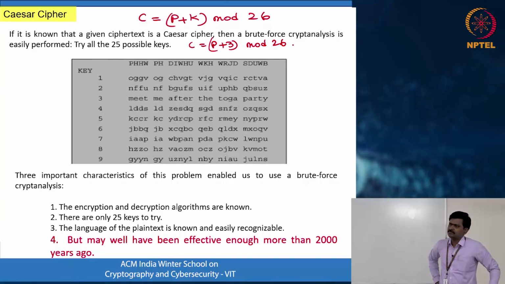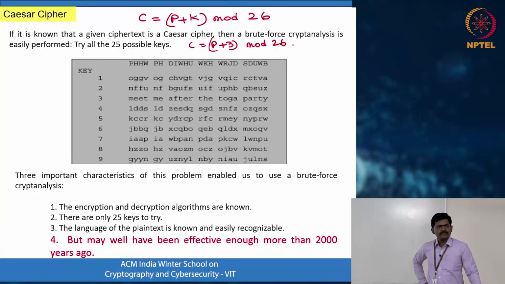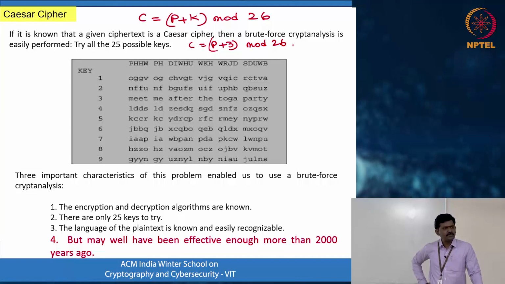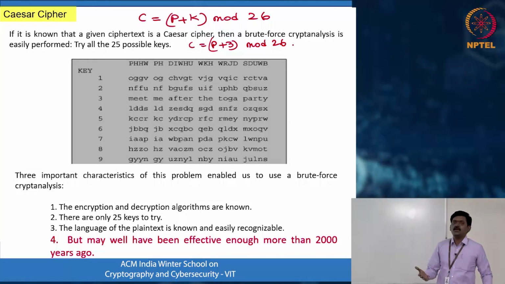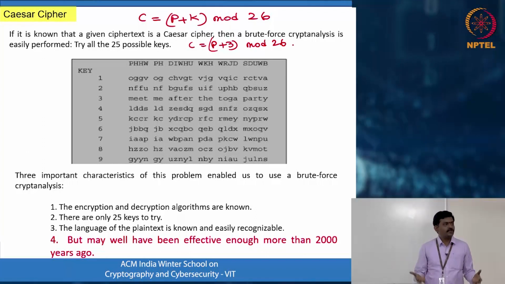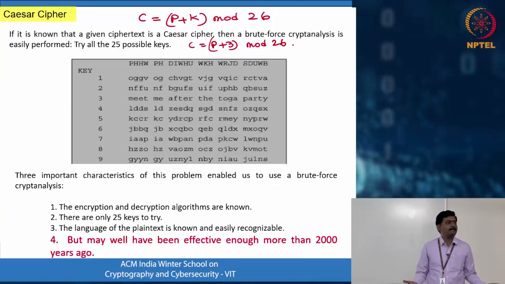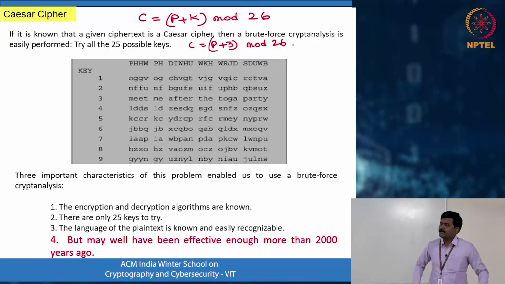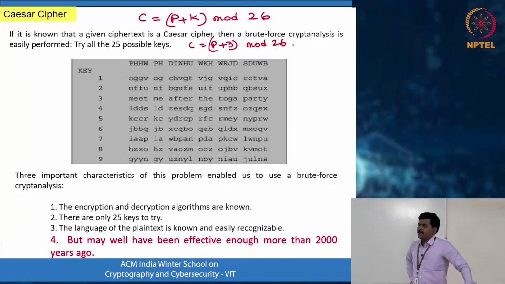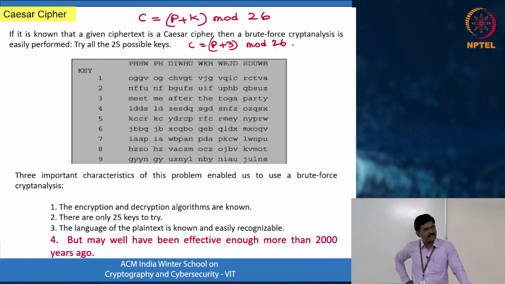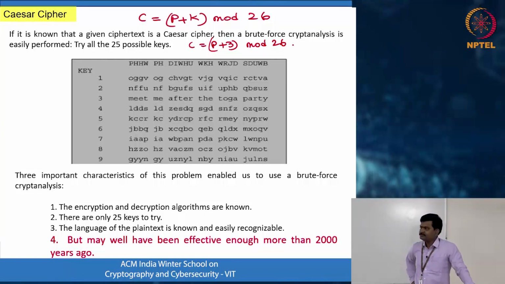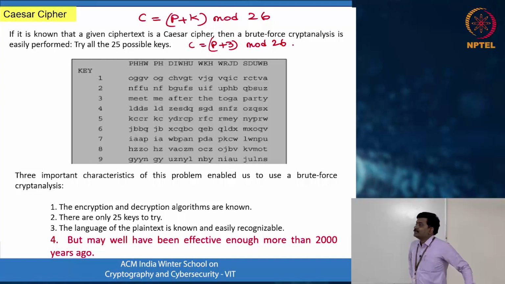So, tell me, for an algorithm to become robust and secure, whether it should have more key space or less key space? More key space. That is the reason why people will say that, look, we are adopting a 1024-bit key. Then tell me, if my key length is 1024-bit, how many possible combinations of keys do I get? 2 to the power 1024.